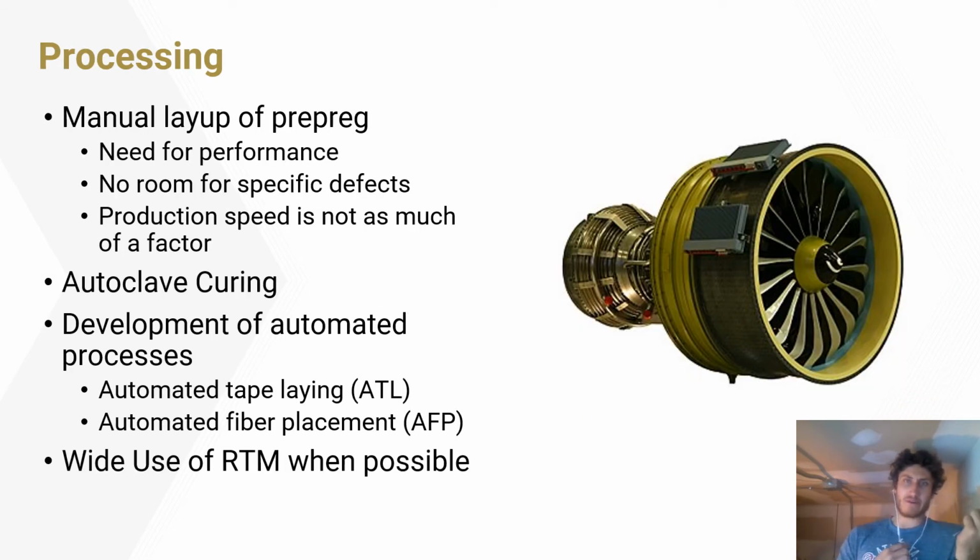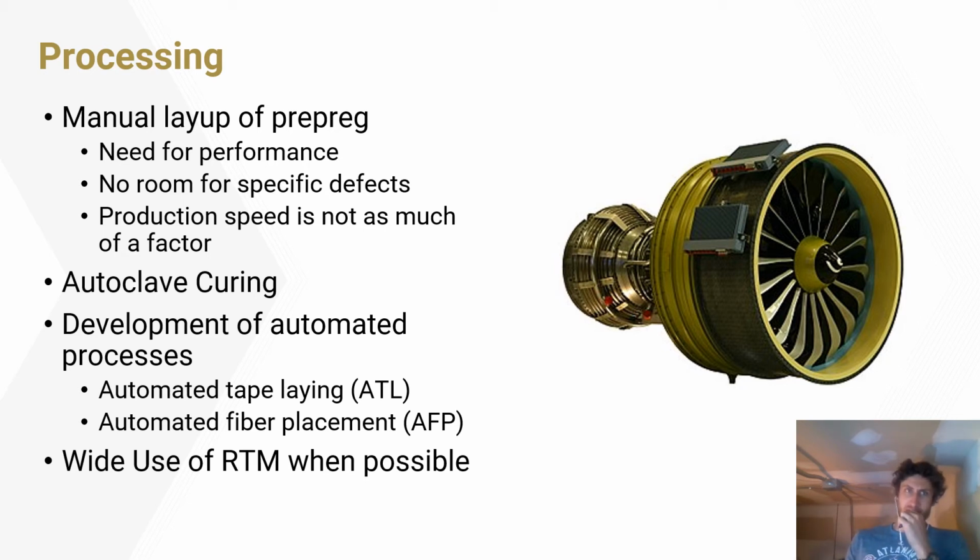Now, as we've learned throughout the course of this class, there's a variety of ways that composites can be processed and made for manufacturing components. Now, when it comes to aircraft engineering, and especially aircraft engines, manual layup has been the default for a long time, even going back to the mid-90s when GE created the first major composite engine.